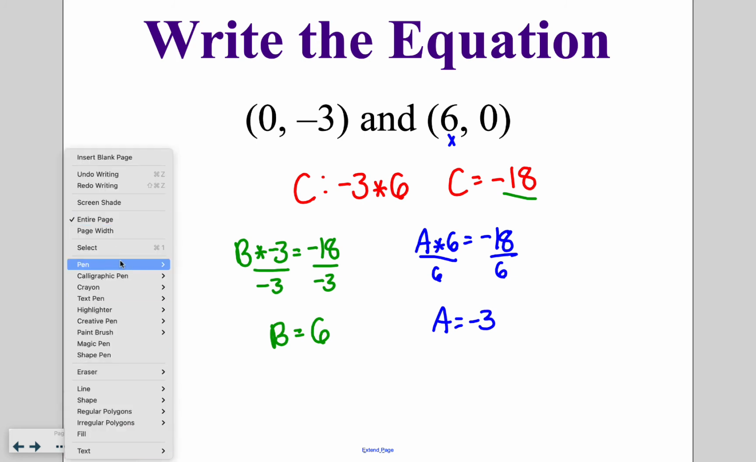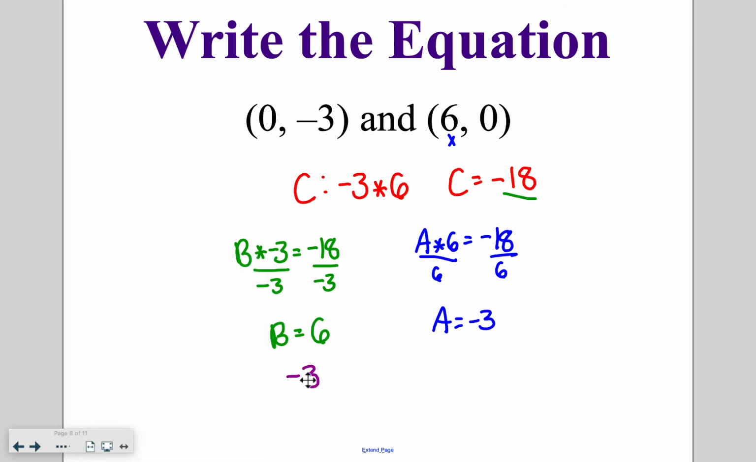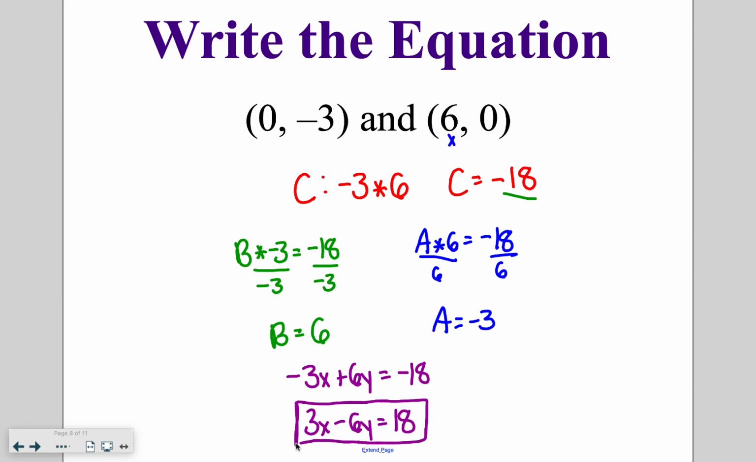Now, that would give us the equation, if I wrote it right now, -3x plus 6y equals -18. But if you look back at those 3 rules that we had for standard form, it says that the a value must be positive. So in order to fix that, if your a value is not positive, you're going to switch the signs on everything. So -3 becomes a +3, +6 becomes a -6, and -18 becomes a +18. So your equation in standard form is 3x minus 6y is equal to 18.